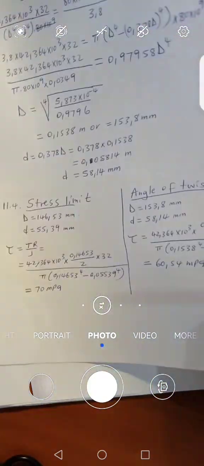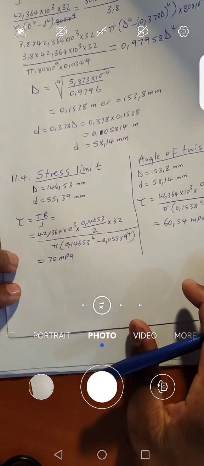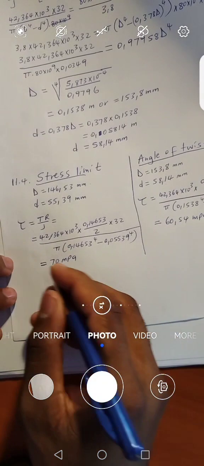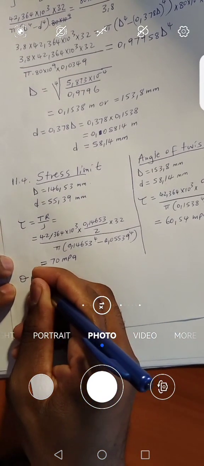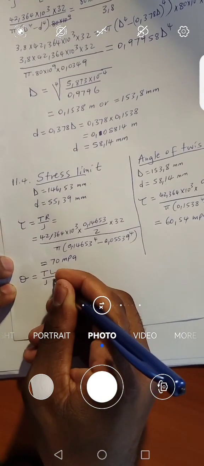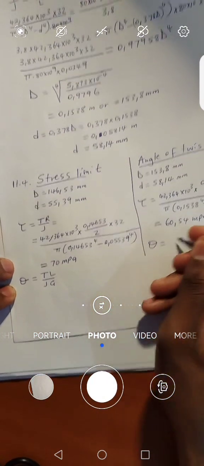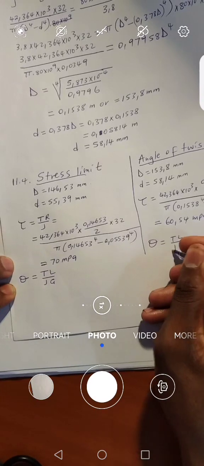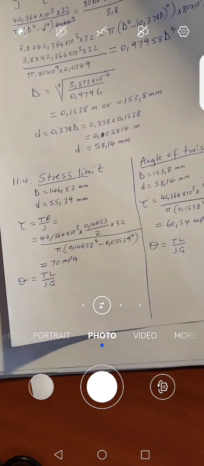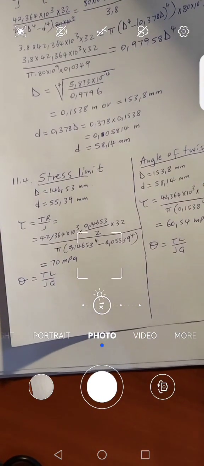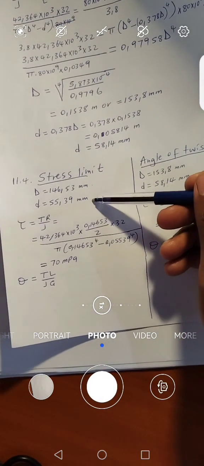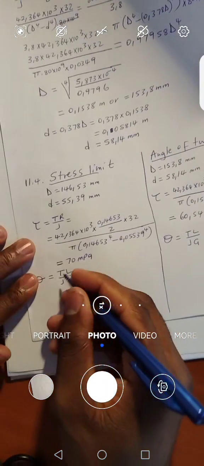Now, let's check another variable, which is the angle of twist. So we're going to calculate the angle of twist considering the dimensions that we got from the stress limit. So we want to know what will happen in terms of the angle of twist if our shaft size is these dimensions, then we're going to calculate it in this way.